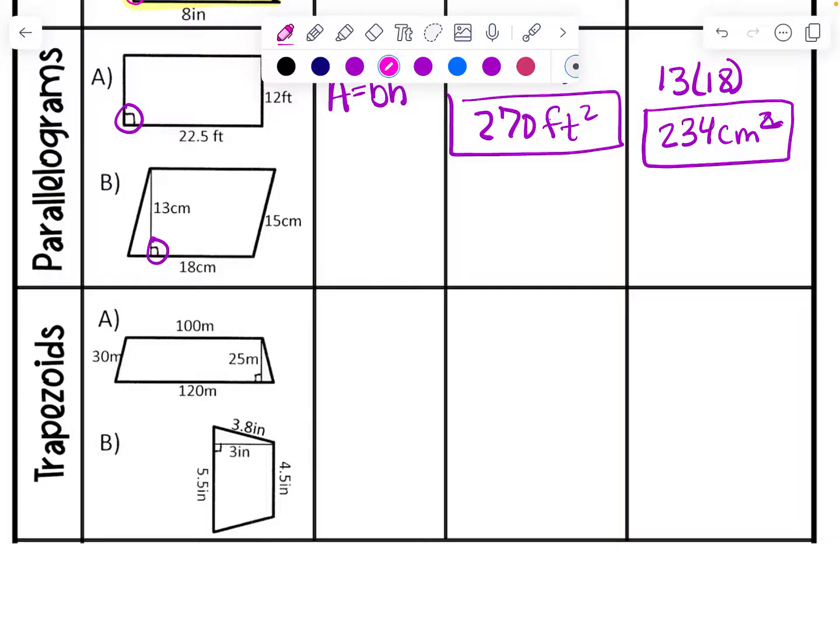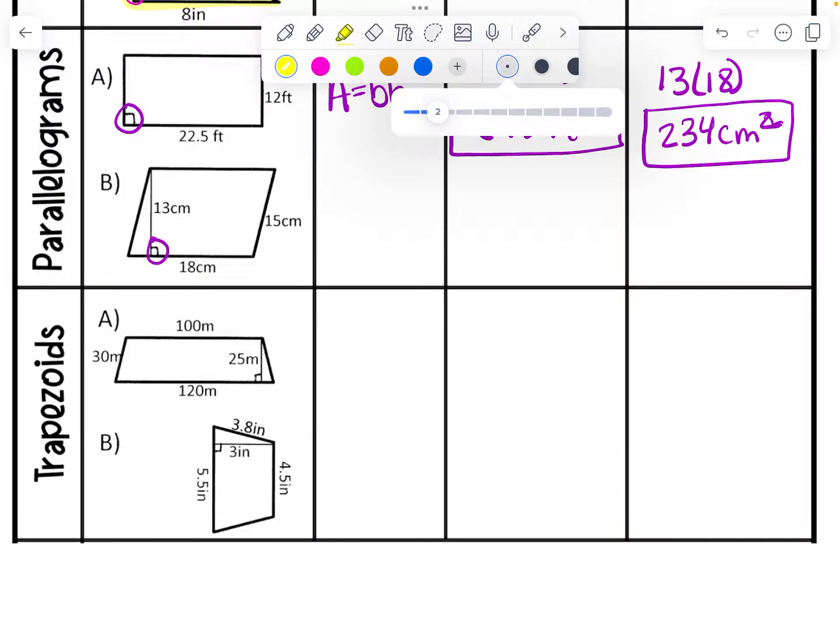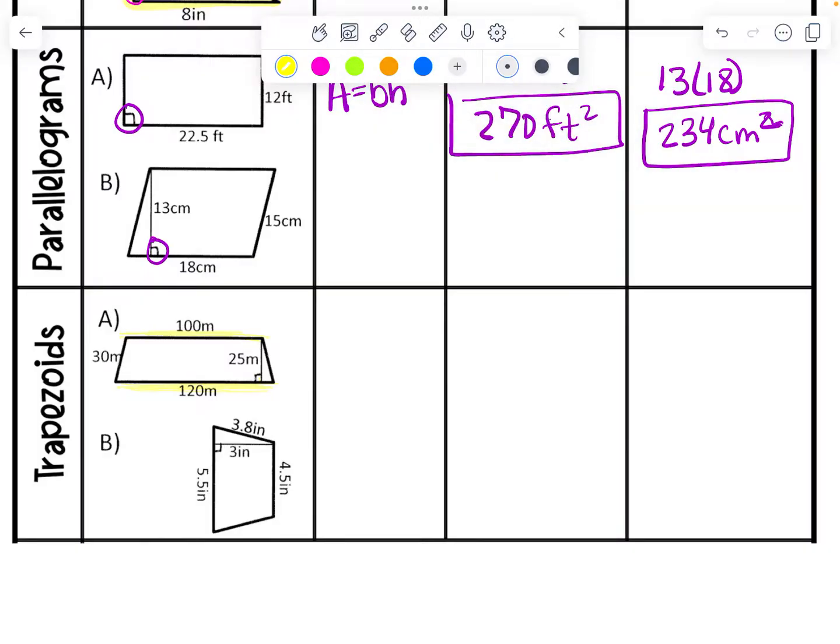So for example, let me get a smaller highlighter. I guess I can't. Oh, yes, I can. So the bases in A are 100 and 120. I guess I got too small of a highlighter there. You can identify the bases because they are parallel and opposite. So in the other one, my bases are these sides. Base does not mean top and bottom. It just means the parallel and opposite sides. And then the height is going to be the distance between them.